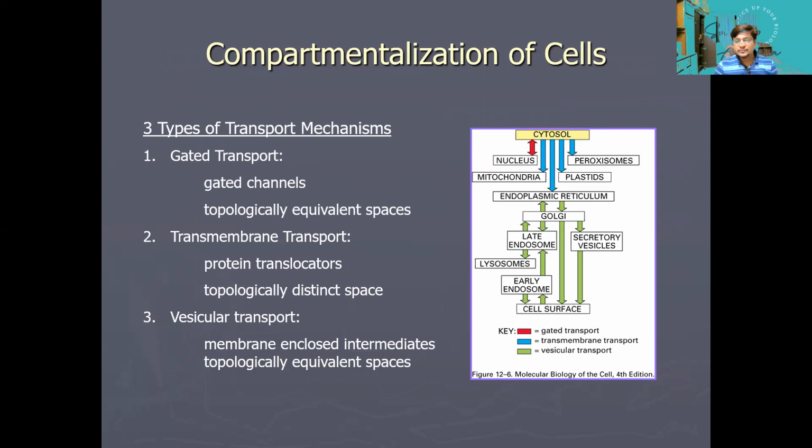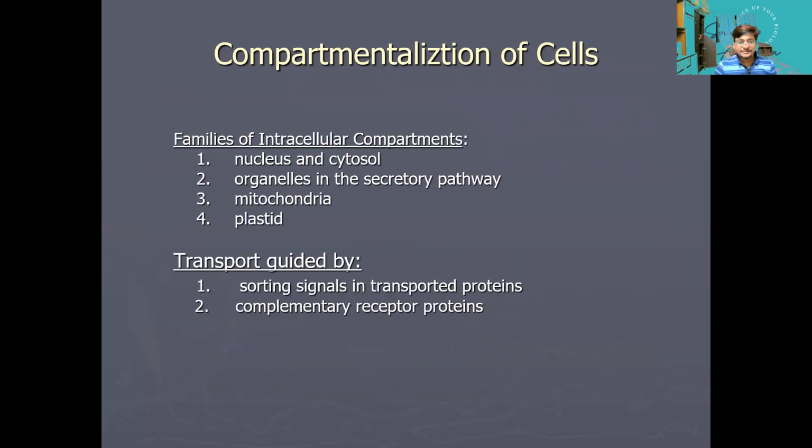There are three ways that transportation can occur. One is gated transport. That means we have some gated channel, which is topologically equivalent, meaning the exterior and the interior are similar. Then there is transmembrane transport through protein translocators, and the third one is vesicular transport. It has been shown in different colors. For example, the red color is the gated transport, which is very similar to what we are talking about. The blue one is for the transmembrane protein, and the green one is in the form of vesicles from one compartment, especially the ER, plasma membrane, and Golgi apparatus, which play an important role there. And these are different compartments within the cell where these pathways happen.